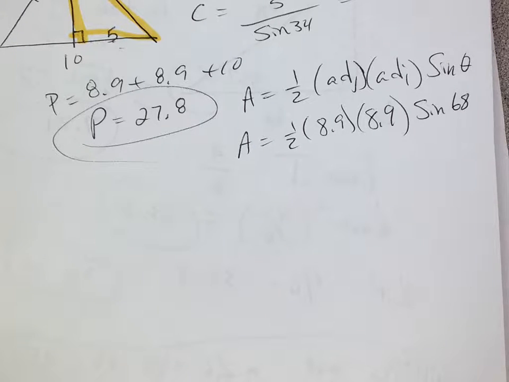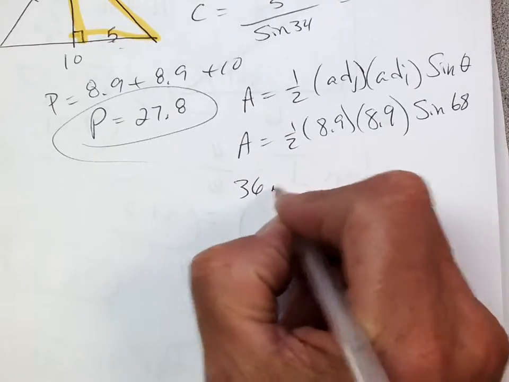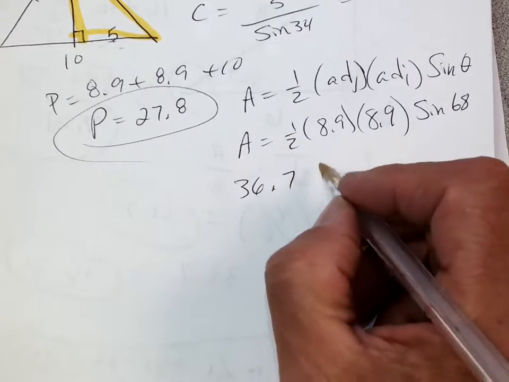0.5 times 8.9 times 8.9 times the sine of 68 degrees, and I get about 36.7, and that'd be in terms of probably centimeters.